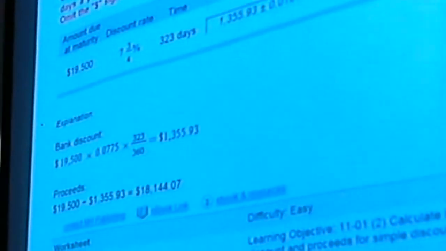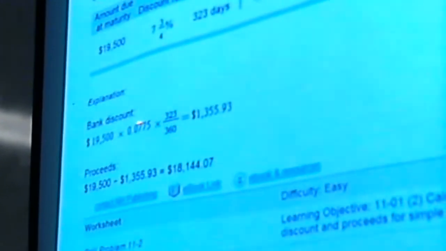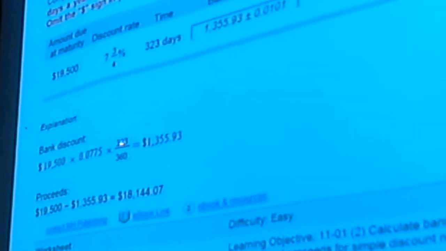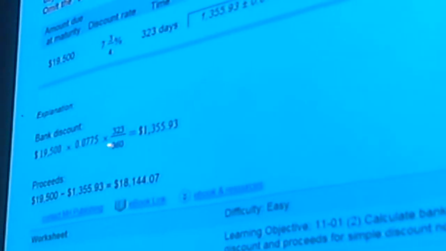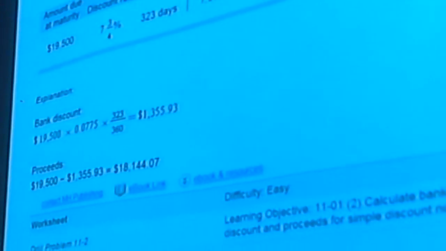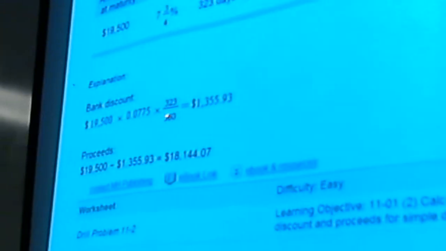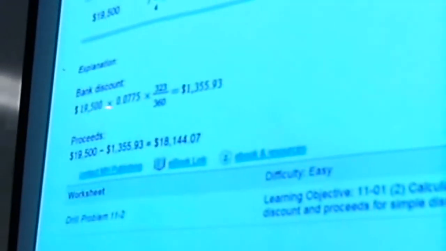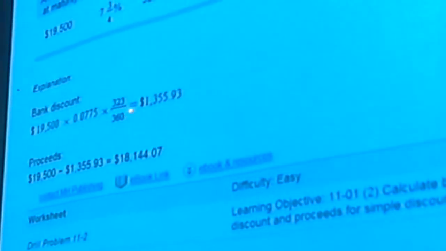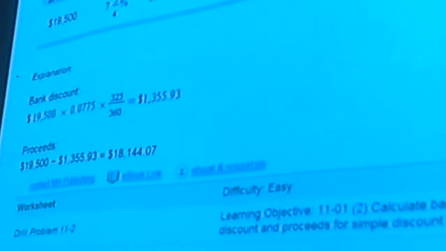All right, so back to this. 360 days on the bottom, it's ordinary interest. So 323 on top. I wouldn't recommend trying to reduce this fraction or convert it to a decimal. Do you see why? The top number is an odd number. On your calculator, you'll punch it in just like this, in the order it's in: 0.0775 times 323 and then divided by 360. That gives you the interest, or the bank discount.